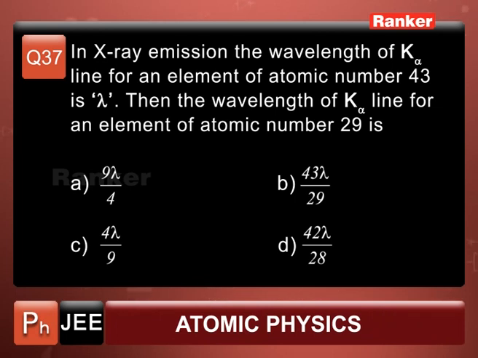The very first option is 9 lambda by 4. Second option is 43 lambda by 29. And third option is 4 lambda by 9. And fourth option is 42 lambda by 28.